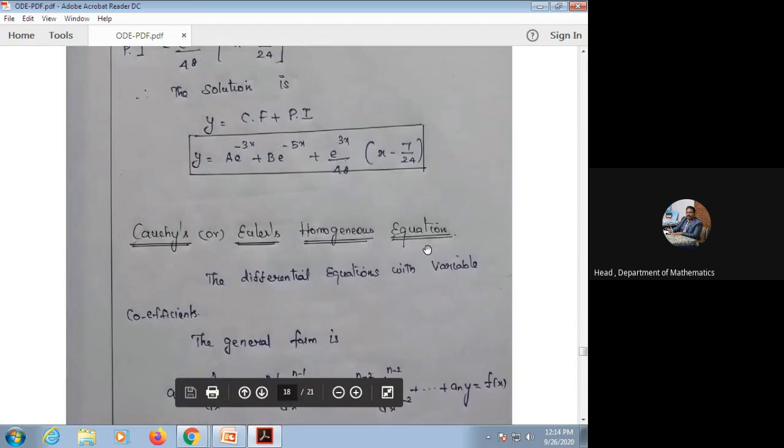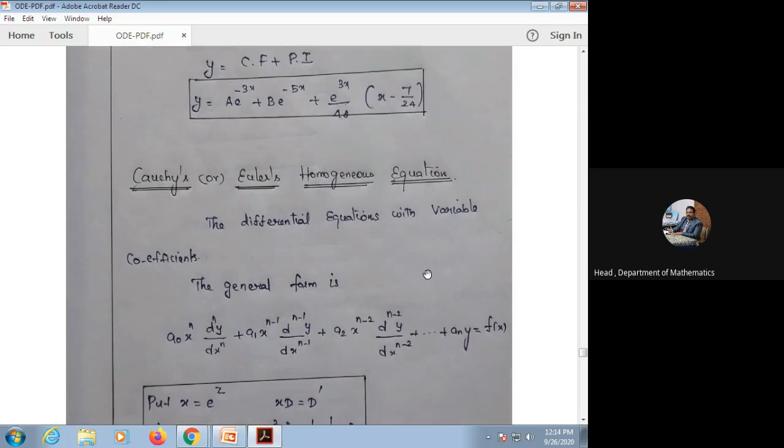Next one, Cauchy's and Euler's homogeneous equation. What is Cauchy's and Euler's homogeneous equation? This is also a differential equation, but not a constant coefficient one. That is a variable coefficient. That is the difference between an ordinary equation and Cauchy's equation.